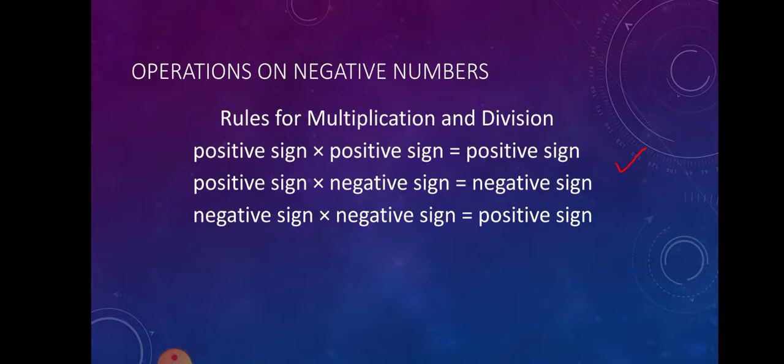So for division you have to apply the same rules. If a positive number is divided by a negative number, this is going to give you a negative sign. And if there is a number with a negative sign and the other number is also negative, and they are divided by each other, then we get a positive sign with the answer. So this is exactly according to the rules of multiplication.